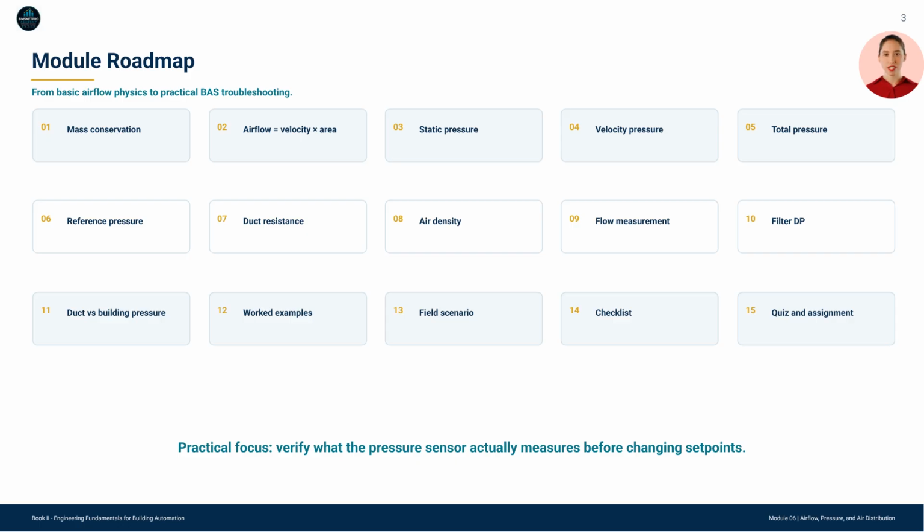We look at filter pressure. We compare duct pressure with building pressure. We work through examples. Then we close with a field scenario and an assignment. The key theme is repeated throughout the module. Verify what the pressure or airflow sensor is actually measuring before adjusting the control sequence.